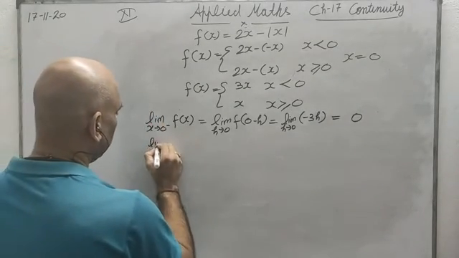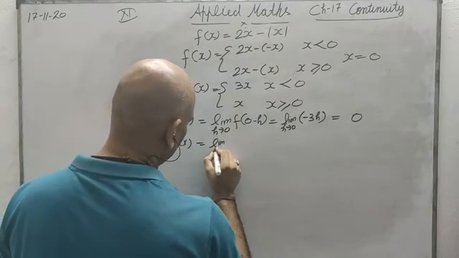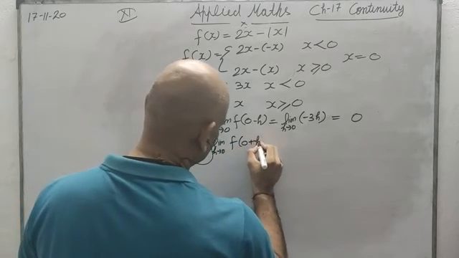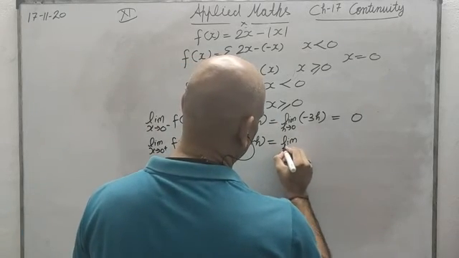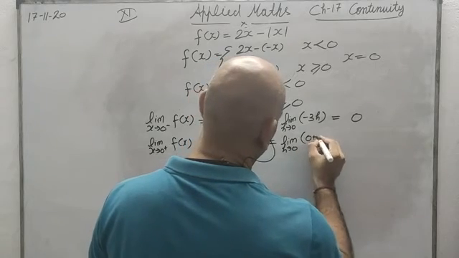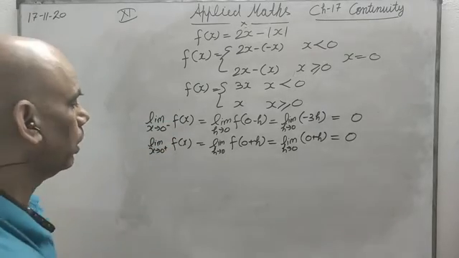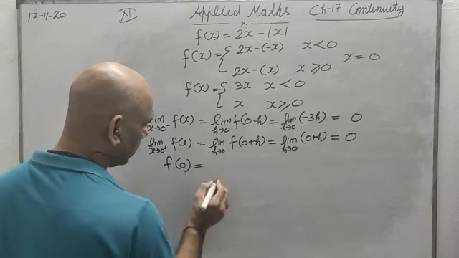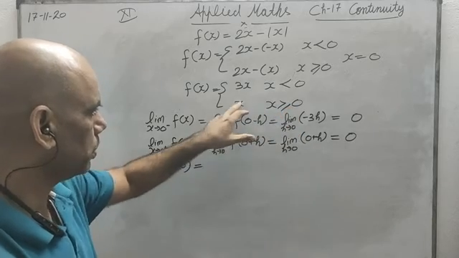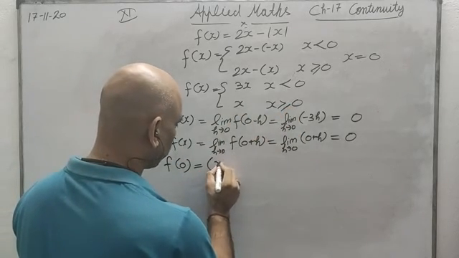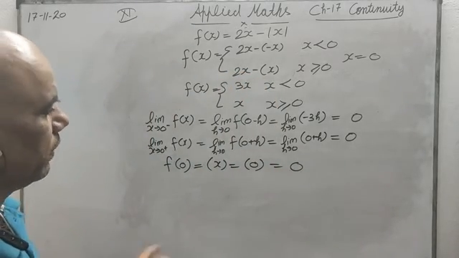Similarly, I am going to calculate the right hand limit. Limit h tends to 0, f(0 plus h), and when it is 0 plus h, the value of the function will be x. So limit h tends to 0, 0 plus h, that is once again 0. So for the first time we got the value of the left hand limit and right hand limit equal. In that case I will have to check the function value also, f(0). When the value of x is 0, the function is x, so I substitute x as 0. I got the value of f(0) also equal.